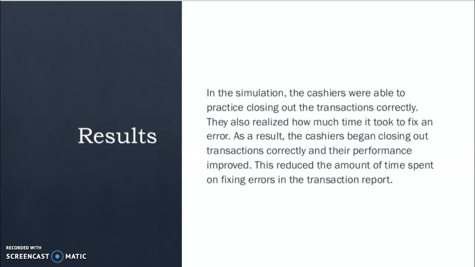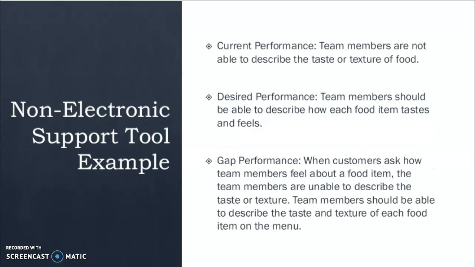As a result, in the simulation, the cashiers were able to practice closing out the transactions correctly. They also realized how much time it took to fix an error. So at the end, the cashiers began closing out transactions correctly and their performance improved. This reduced the amount of time spent on fixing errors in the transaction report. So this is an example of a time when an electronic tool, such as an online simulation, was used to fill a gap performance.